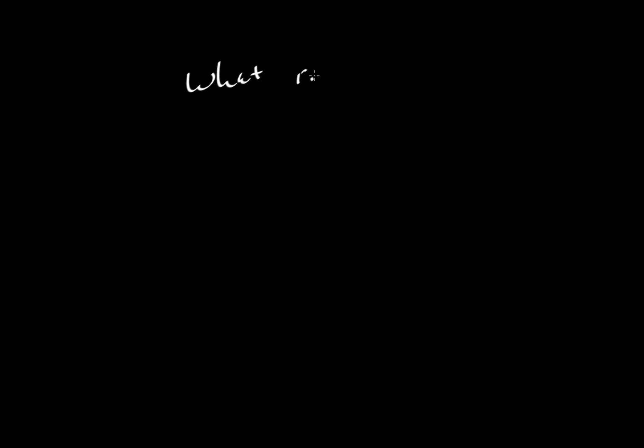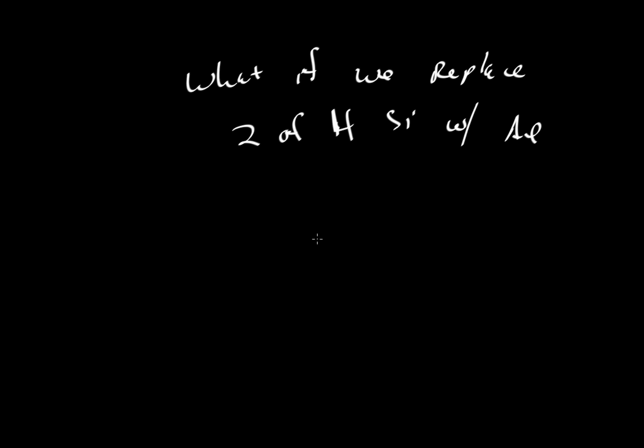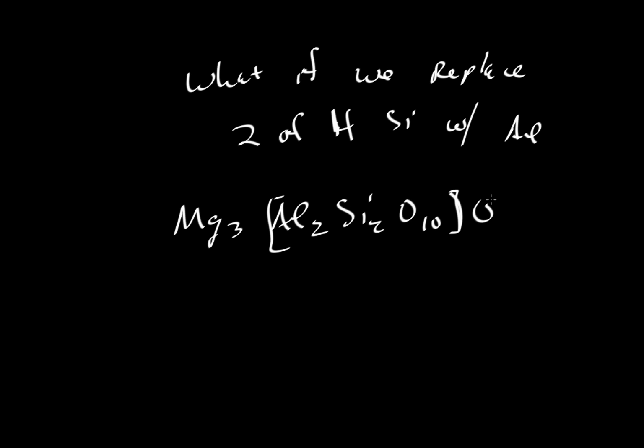what if we replace 2 of 4 silicons with aluminum? Then in that case, we would leave the Mg there. We would have Mg, Al2, Si2O10. We'll use square brackets. That indicates our tetrahedral layer, (OH)2.